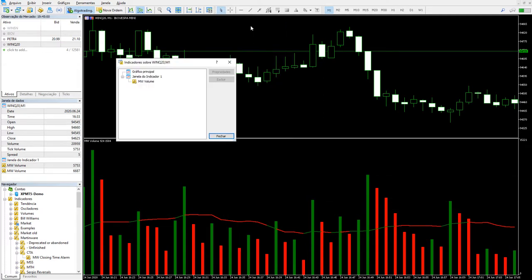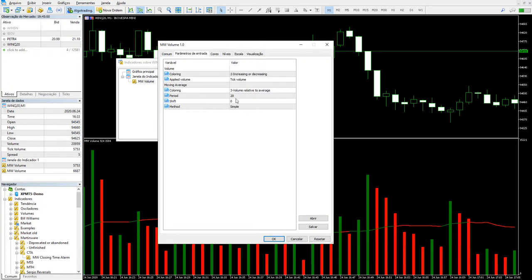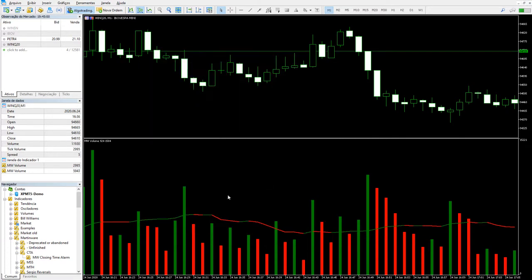So you may want to configure it in such a way that the coloring will show the moving average increasing or decreasing. So we'll pay attention if the moving average is going down or if it's going up, in that kind of condition.